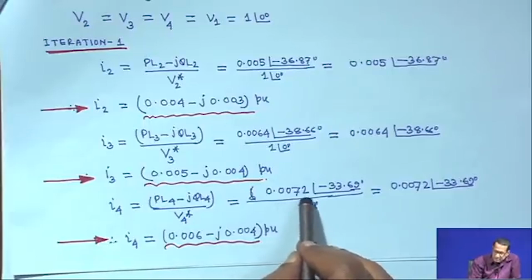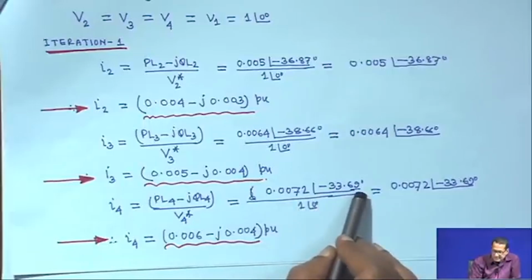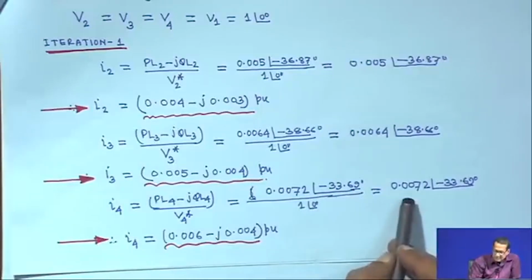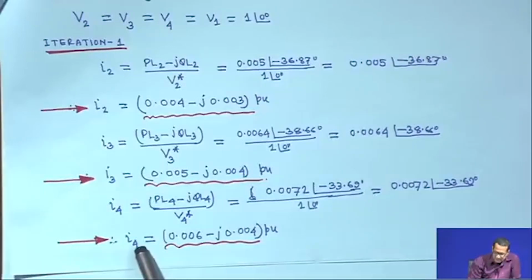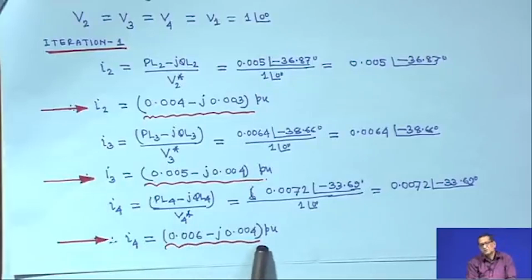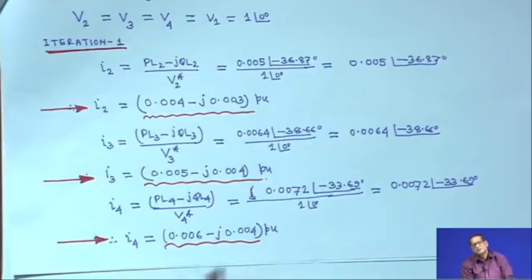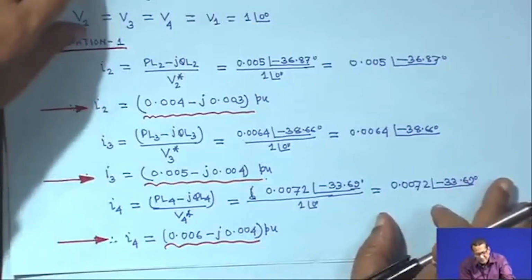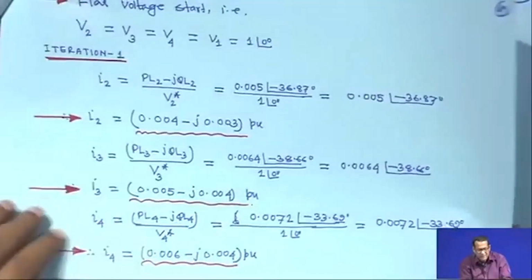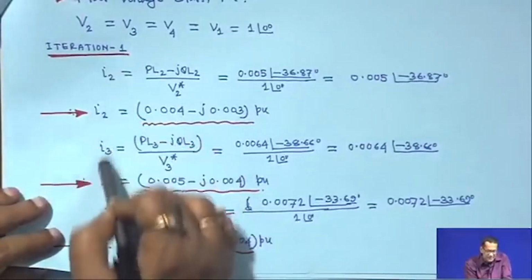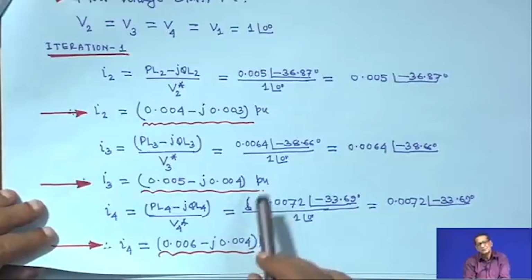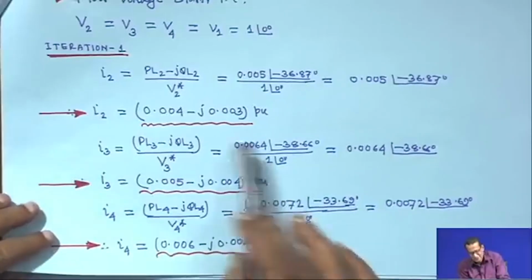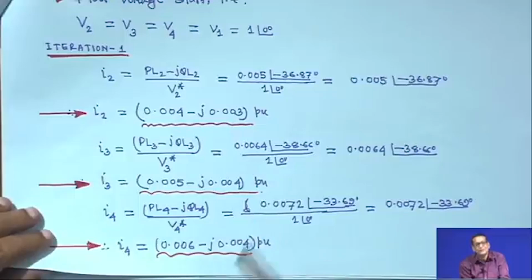So, it is 0.0072 angle minus 33.69 degree upon 1 angle 0. So, that is actually 0.0072 angle minus 33.69 degree, and that is I4 is equal to 0.006 minus j 0.004 per unit. This is actually all the initial load currents you have computed. I did not put any iteration number as a superscript, but iteration 1, iteration 2, this we will proceed, such that this will look better on the paper, right.